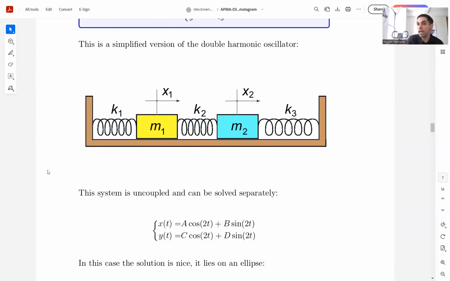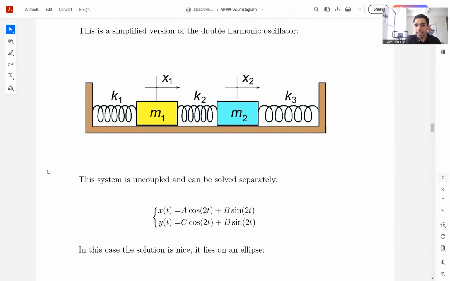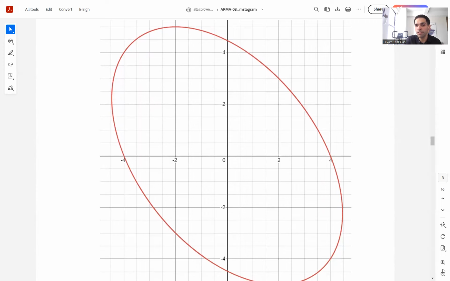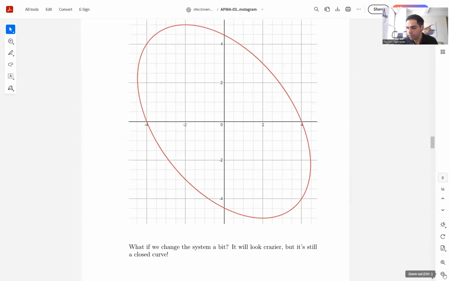Now, this system, it's not too hard to solve because there are two decoupled systems. So you can solve them separately to get a cosine 2t plus b sine of 2t, and then c cosine of 2t plus d sine of 2t. And in this case, the solution is quite nice. It just lies on an ellipse like that.